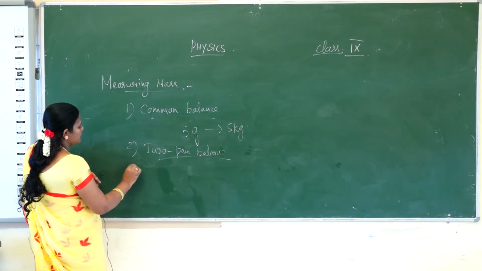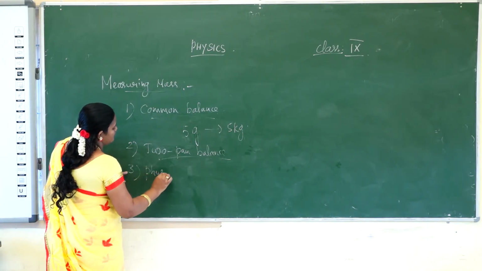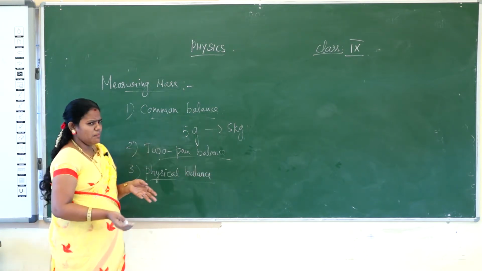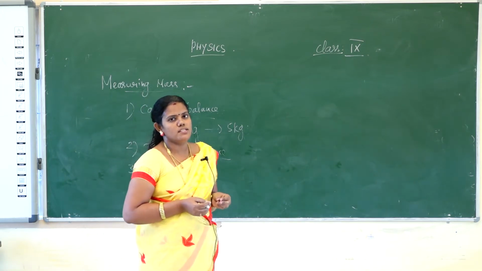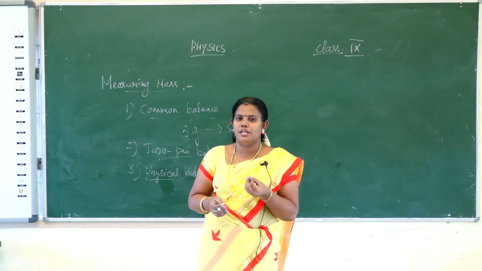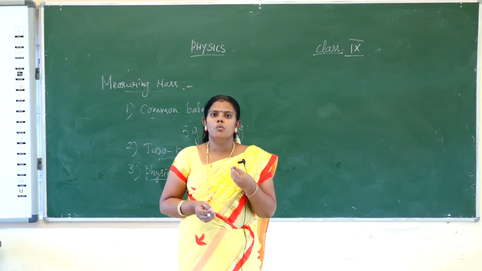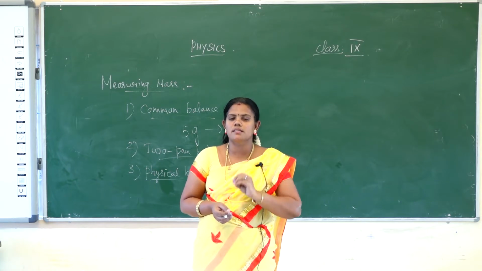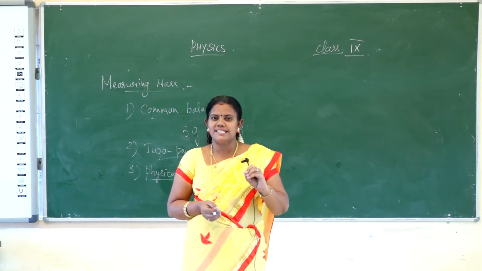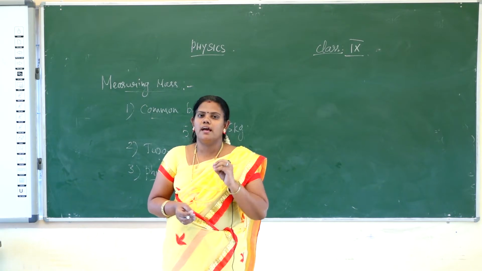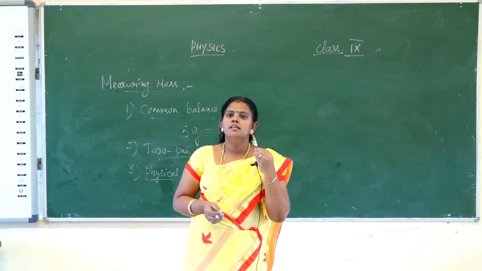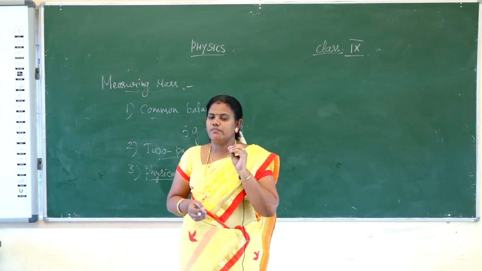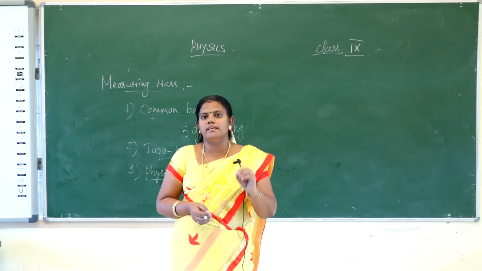The third one is the physical balance. The physical balance is mostly used in labs because milligram quantities can easily be measured with it. Mostly small things can be measured using a physical balance. The physical balance is very sensitive, so it is easily affected by atmospheric temperature and dust. Minute things can be measured easily with it. The physical balance is always kept in the science lab.